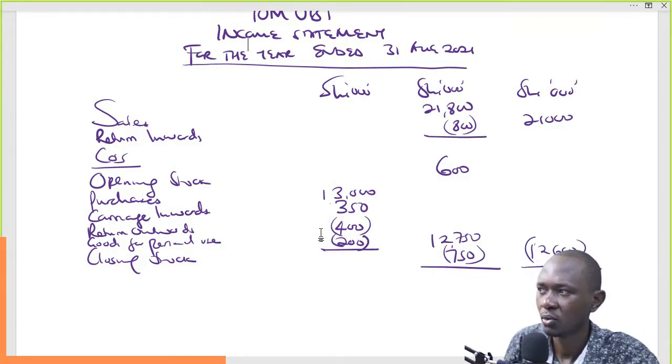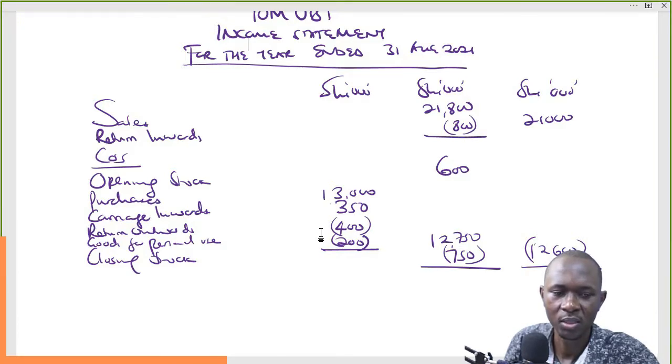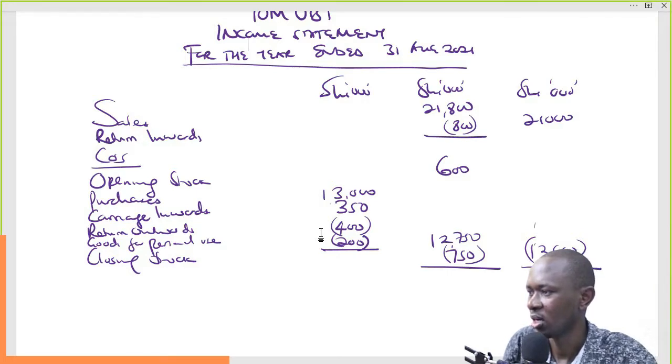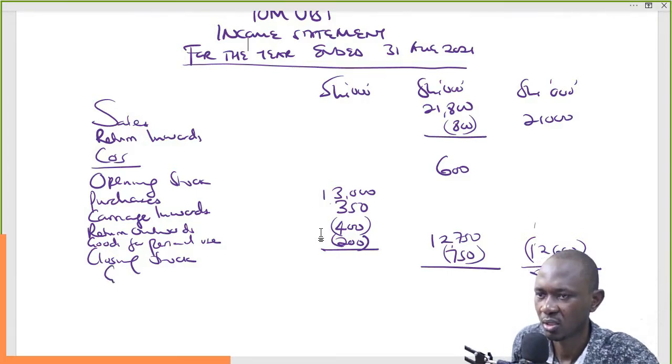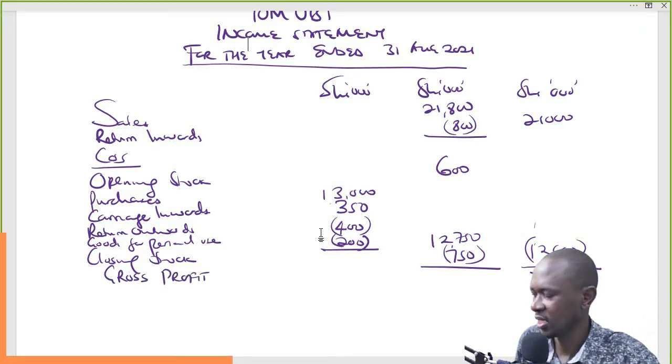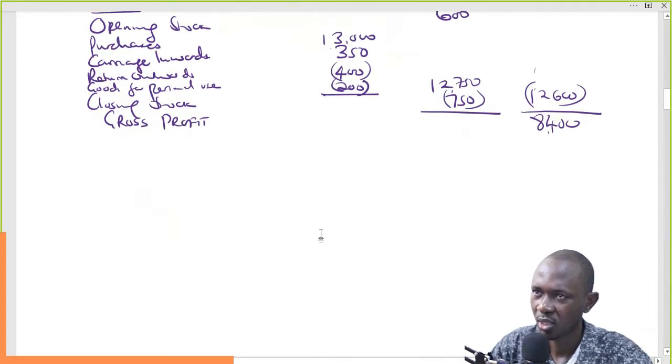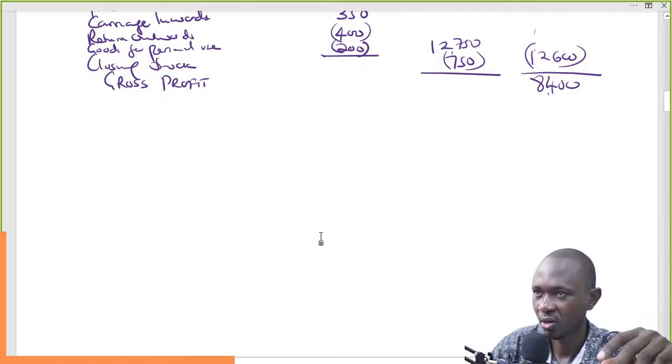So 21,000 minus 12,600. That gives you 8,400. And this is our gross profit. Gross profit. Just like that. So we are done with the trading account. Now we go to the profit and loss account.